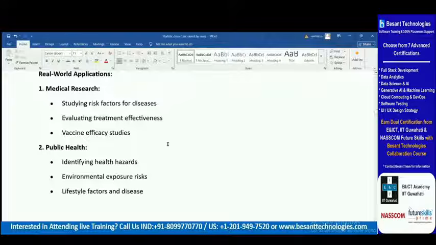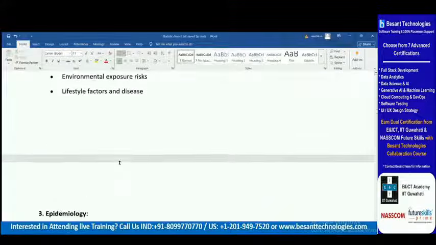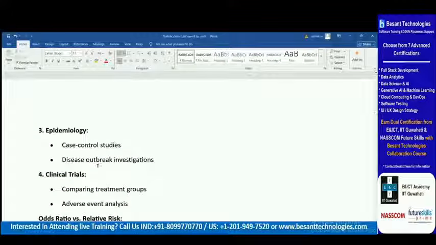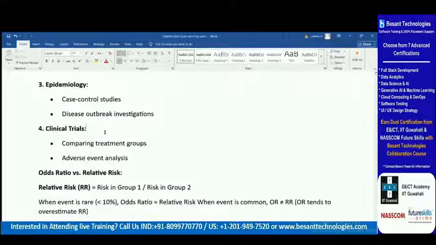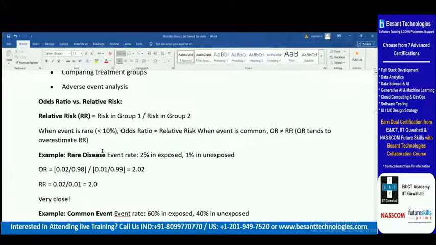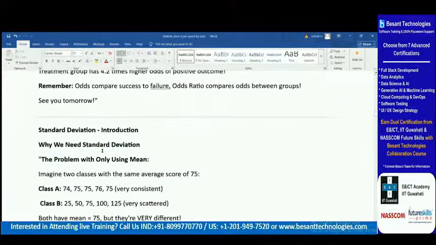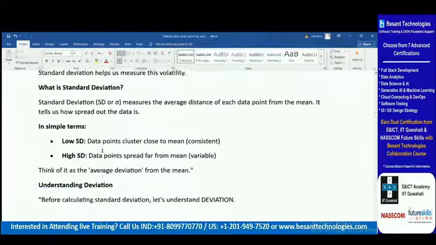As I told, this is used in medical research, studying risk factors of diseases and evaluating treatment effectiveness. In epidemiology, we can use it in case control studies and disease outbreak investigations, and in clinical trials. So these are all the places where it is used. I've given more examples. If you want, you can go through them.